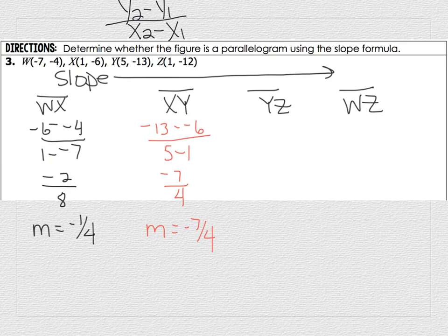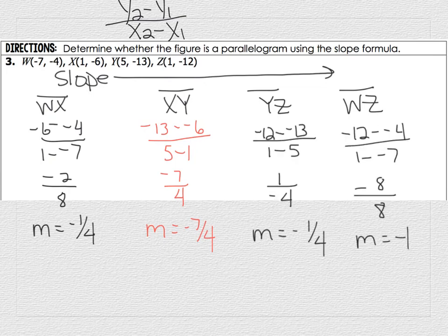Slope formula is at the top. There's the slope of XY. Check back in after you've done YZ and WZ. So we have all the slopes. Do we have opposite sides are parallel? Well, definitely these two sides are parallel, but the other two are not. So we're going to have to say no. It's not a parallelogram.